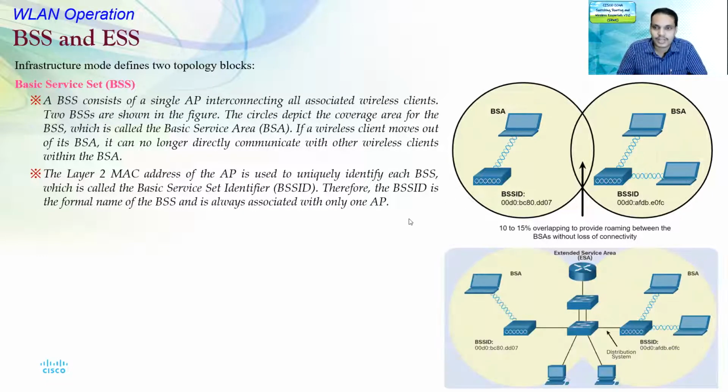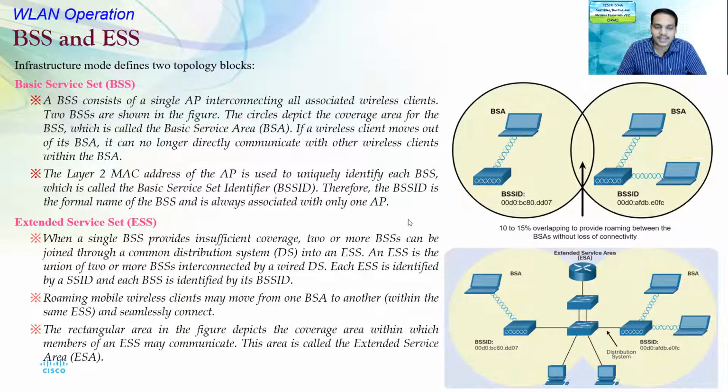The other one is something called ESS. ESS is nothing but when you join these BSS together. So when a single BSS provides insufficient coverage, what you do is you actually combine two or more BSS through a common distribution system. You can see here, there is one BSSID, there is another BSSID, and all of them are combined with one another to create an ESA. That is nothing but Extended Service Area.